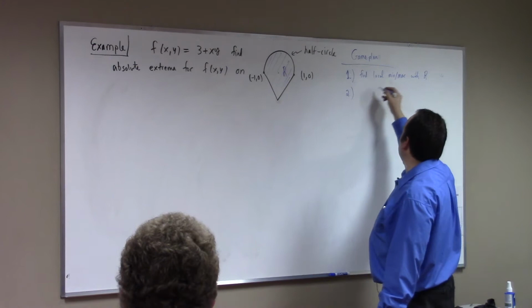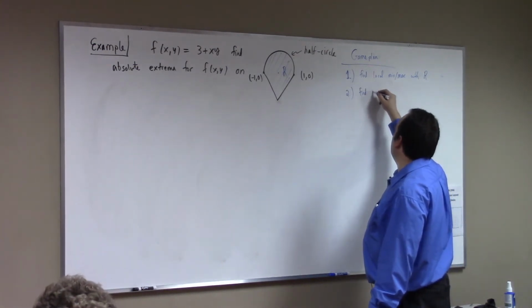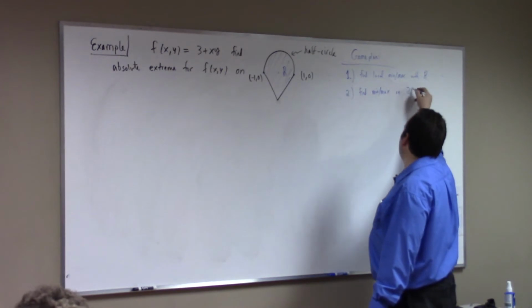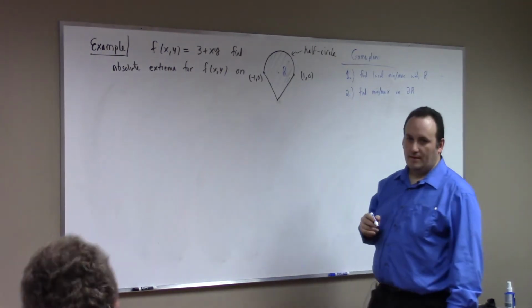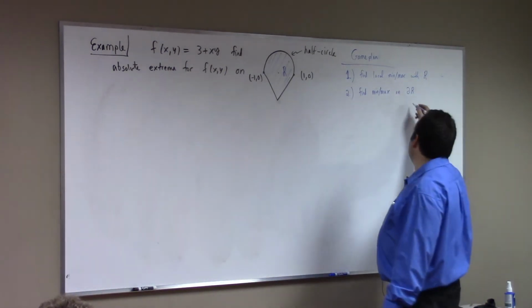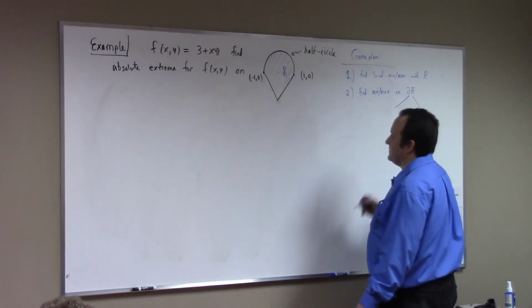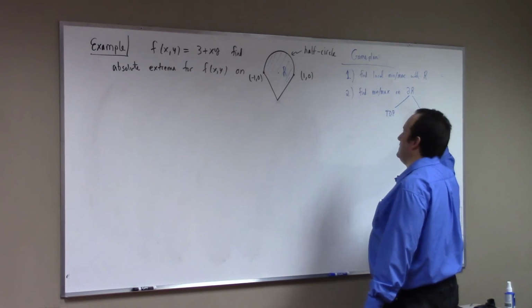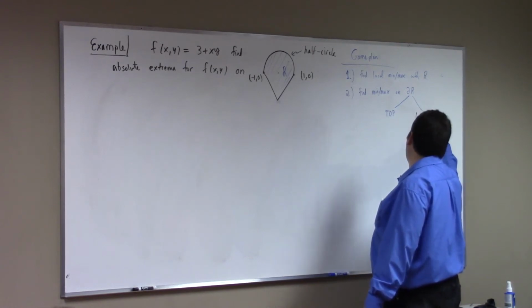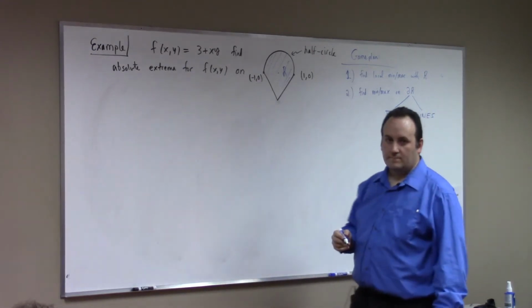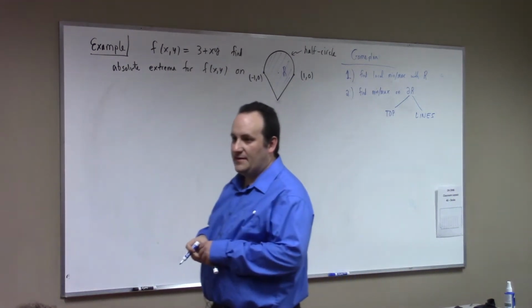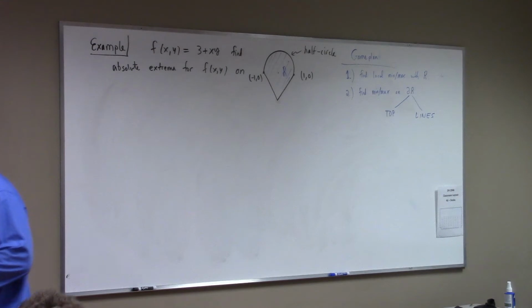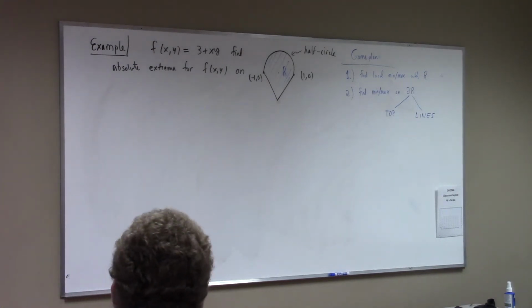And then find min-max on the boundary of R. And actually, the boundary of R is going to have two different pieces. There's going to be the top, and there's going to be the lines. The top half circle and the lines. Now, the top half circle, I'm going to use the method of Lagrange multipliers on that one, because it's just kind of easy to do that.